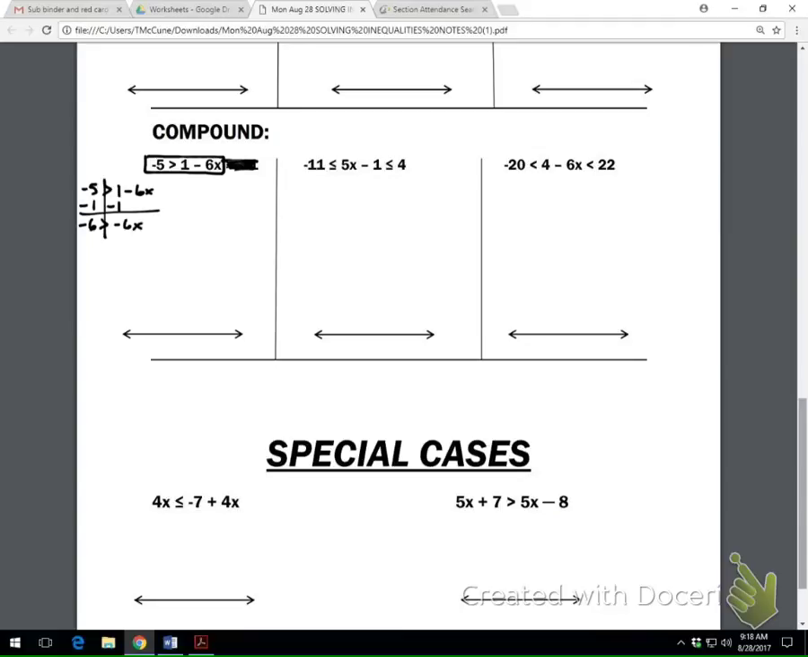Now what? Divide by negative 6. Okay? So you get this: 1 is greater than x. Or, I'm going to phrase that differently. Okay, so now, do I flip my sign? Yes, so it becomes less than, right? Okay? So there's that part.